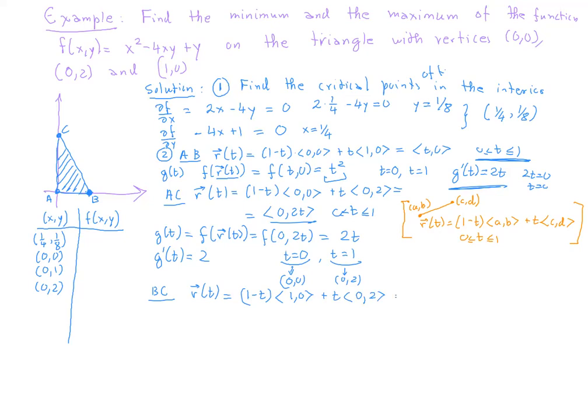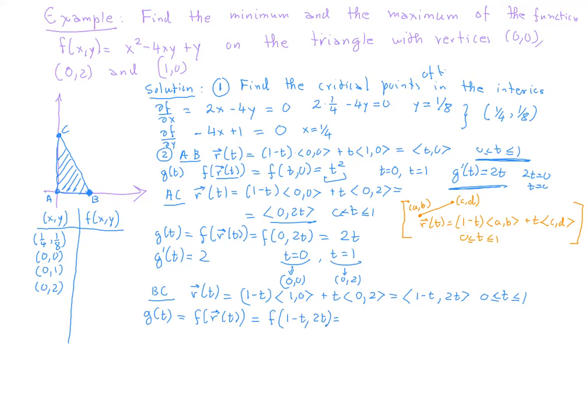And this can be rewritten as 1 minus t, comma 2t, and t will be, as usual, between 0 and 1. So now we again want to take g of t, which is f of r of t, and this will be f of 1 minus t, comma 2t. Here's where we're going to get something much more interesting.